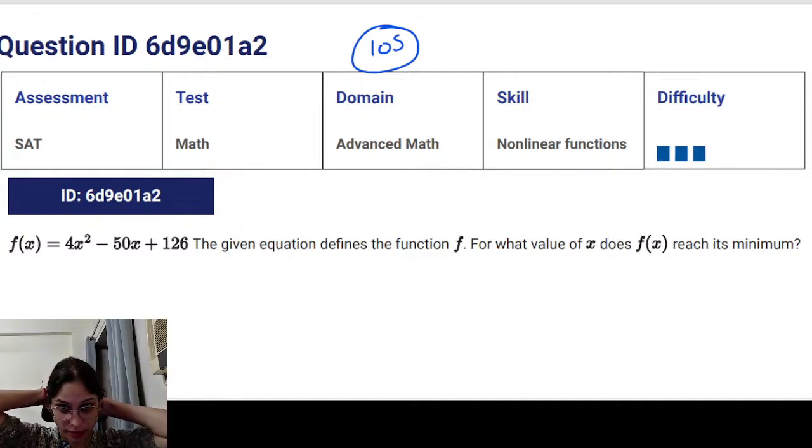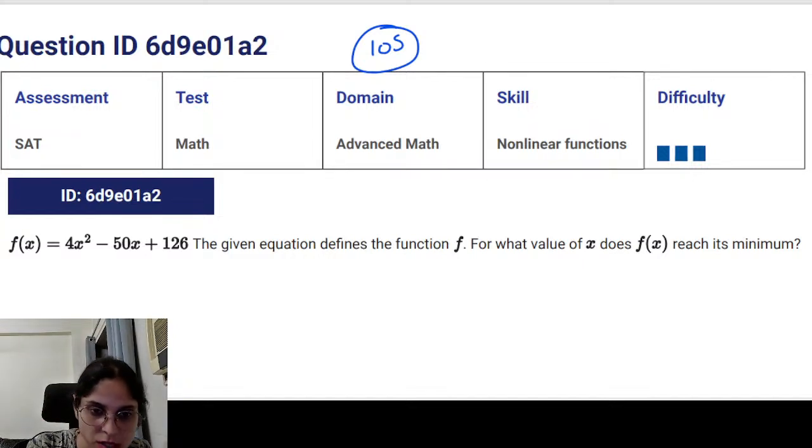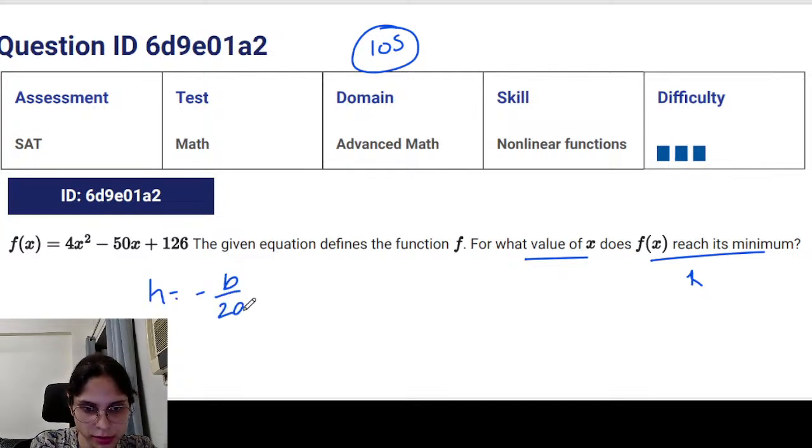Over here, f of x equals 4x squared minus 50x plus 126. For what value of x does it reach its minimum? You can use Desmos, or you can simply write it out. For what value of x it reaches minimum, that means you're talking about h, or the axis of symmetry, that is negative b over 2a. Negative of negative 50 over 2 times 4, so that's just 50 over 8.